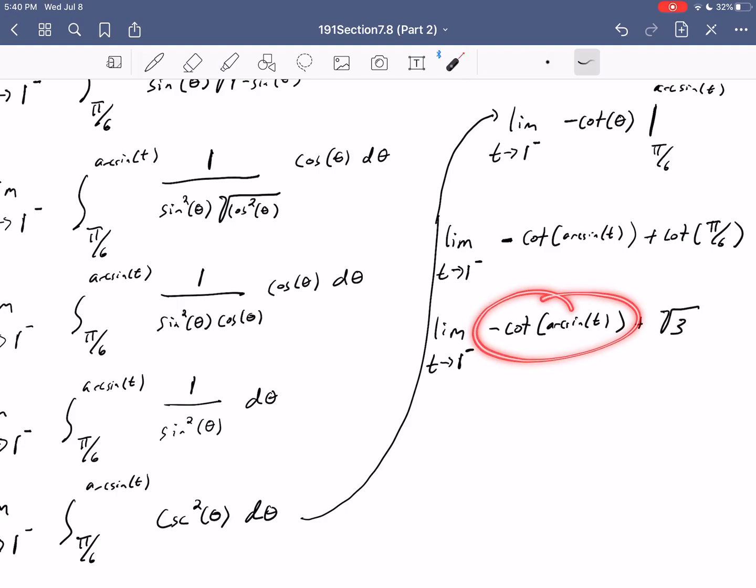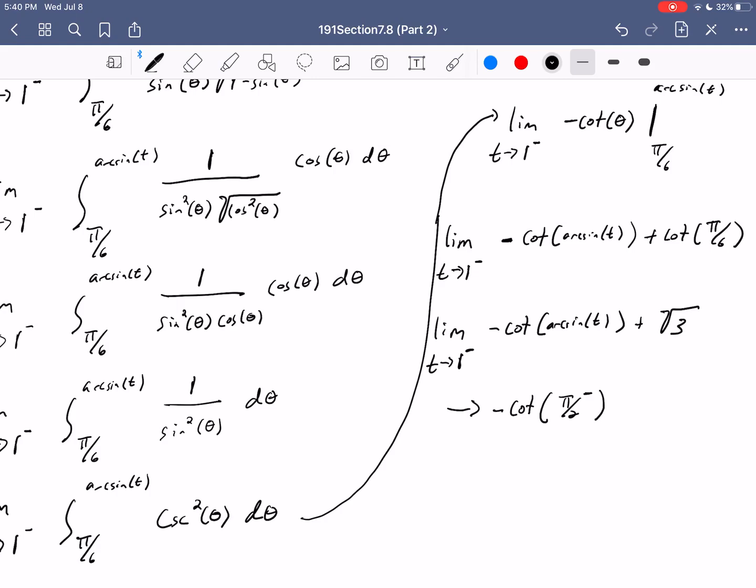Now we need to analyze this component. So this is a composite limit, so it might be a little bit tricky, but just keep in mind this limit is going to apply to here first. So as t approaches 1 from the left, what happens with arcsine? Remember what arcsine does? It tries to give you the angle that outputs this in here. So what angle outputs things really, really close to 1? Well, this would be approaching pi over 2. Since it's slightly under pi over 2, we could say that this is approaching negative cotangent of pi over 2, also from the left, plus root 3.